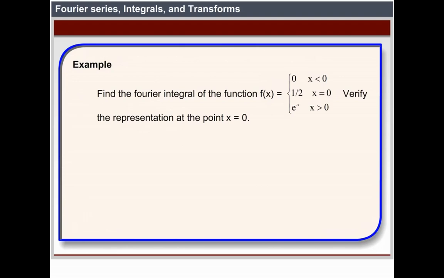0 for x < 0, 1/2 for x = 0, e^(−x) for x > 0. Verify the representation at the point x = 0.